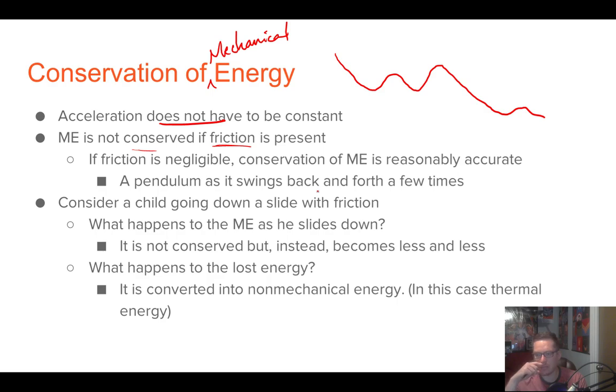Anyway, there's also a pendulum as it swings back and forth. That's where you've got a string attached to a ball, and this ball goes that way and then that way. That's essentially frictionless.